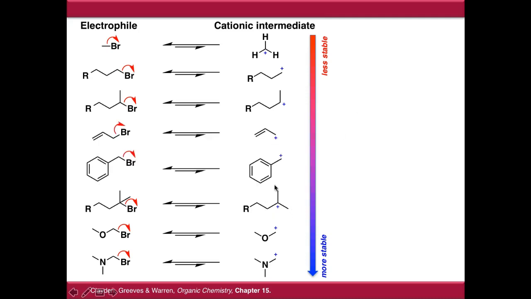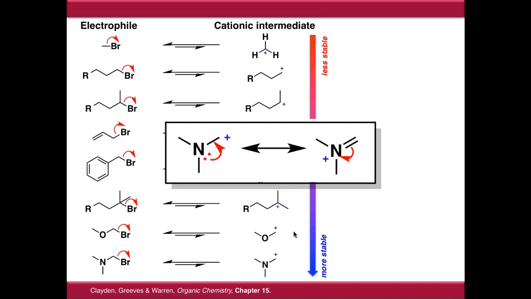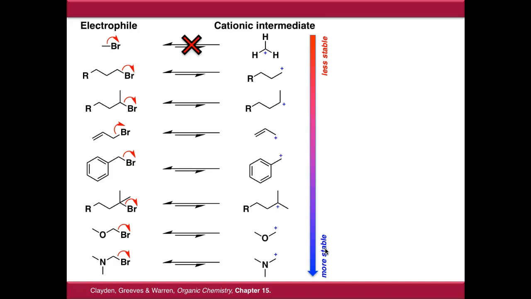The tertiary cation down here is stabilized by hyperconjugation and the inductive effect, and the two at the bottom are stabilized by the lone pairs, which are on the adjacent heteroatom. So in the case of the oxygen heteroatom, we've got a resonance form that looks like this, and we can bounce back and forth between those. And in the case of the nitrogen substituted electrophile, we've got resonance forms that look like this, and both of those are highly stabilizing.